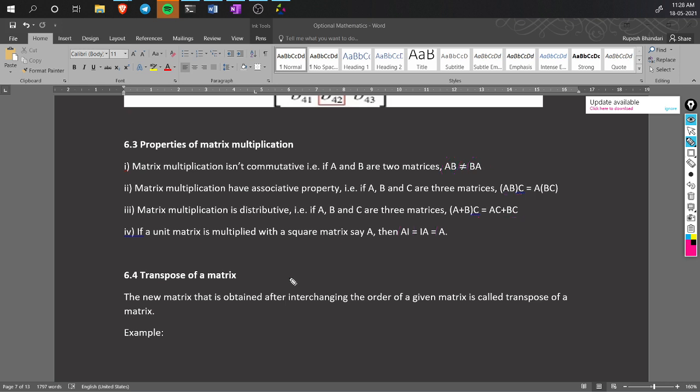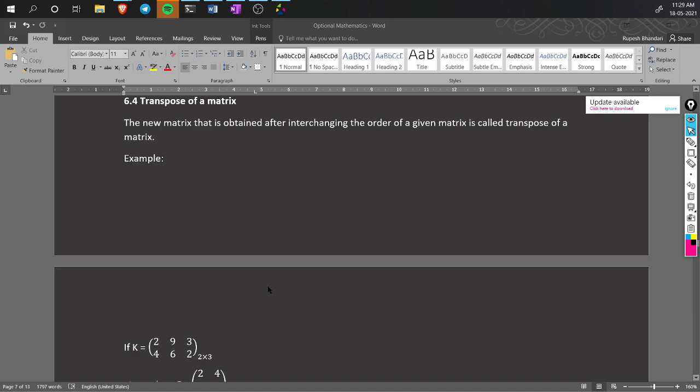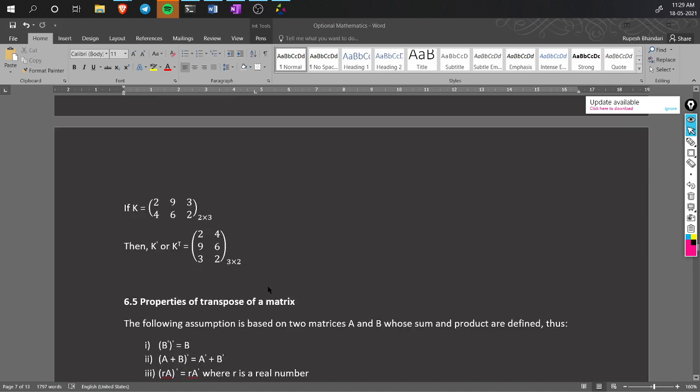So let's have a look at the transpose of a matrix. What is the transpose of a matrix? It is simply the interchanging of rows and columns. What does that mean? Suppose this is your matrix. It is of 2 by 3. If you transpose it, you denote it with K dash or K T. You interchange the rows and columns, so since this is a column, now this will be a row. 2 by 3 will become 3 by 2.